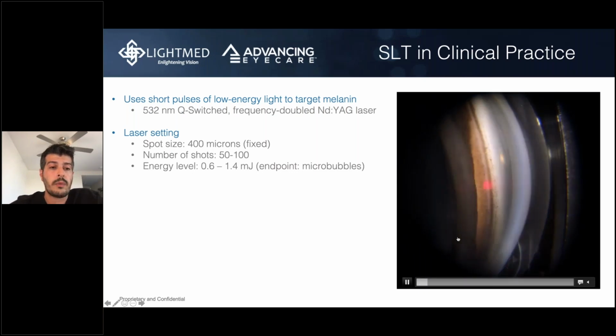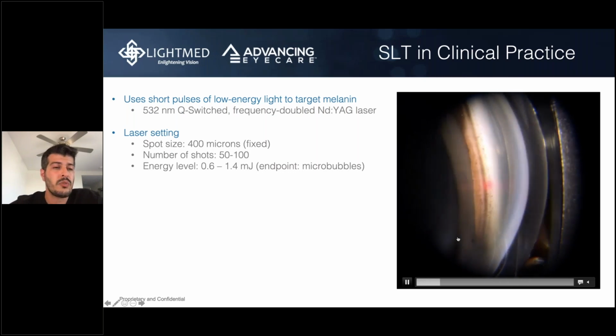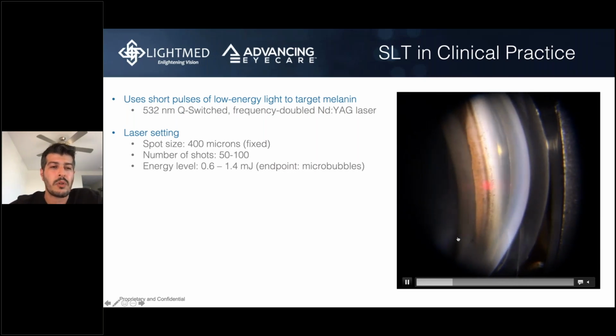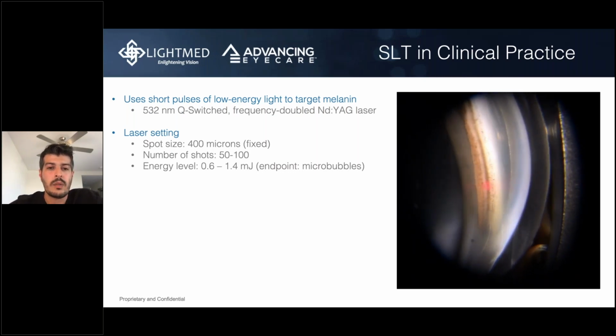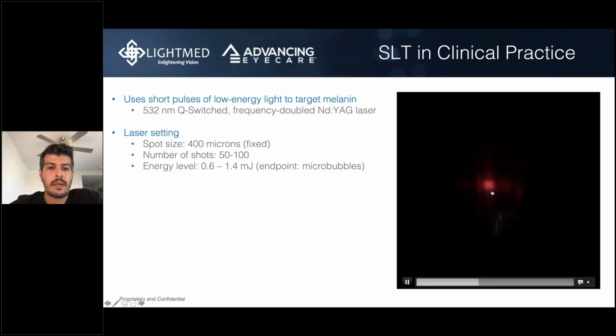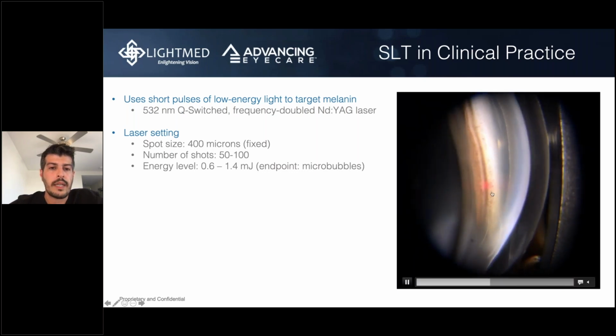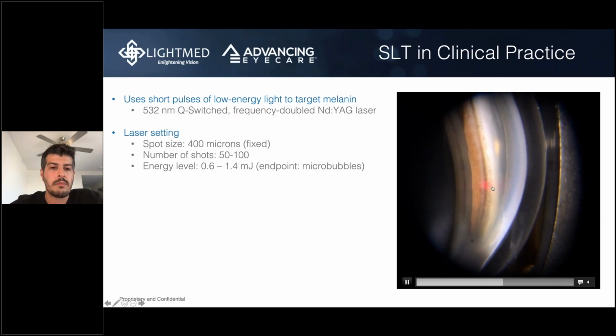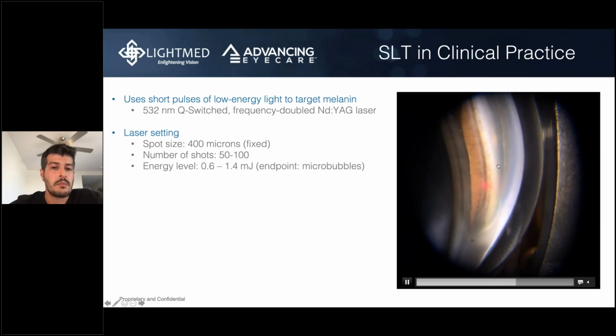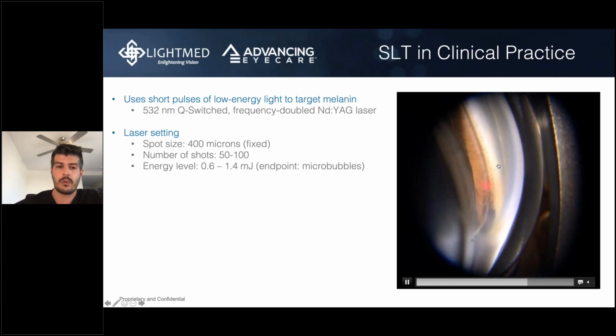And then the last thing you can play with and adjust is the energy level. So I usually start at around 0.7 or 0.8 millijoule. And I look for these microbubbles. I want to increase my energy until I see some of these bubbles that you see in this video. And that's probably the energy that's adequate.